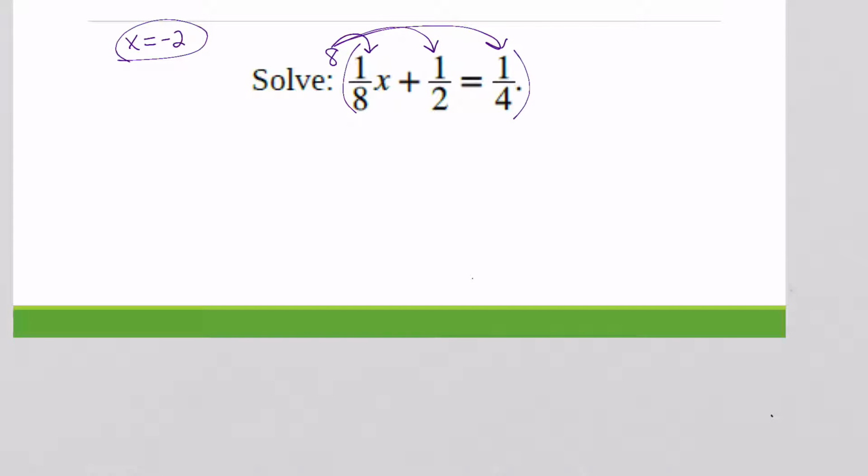8 times 1/8, the 8s would cancel, and I'm just left with 1x or x. 8 times 1/2, so half of 8 is 4. 8 times 1/4 is the same thing as 2. Okay, so now look what just happened. We turned this nasty looking thing into something that isn't so nasty.